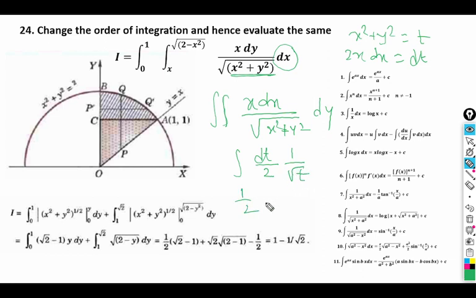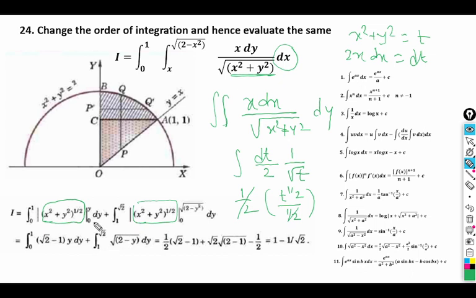So 1 by 2 is a constant as it is. Integral of t raised to minus half is t raised to minus half plus 1 upon minus half plus 1. So t raised to half divided by 1 by 2, because minus half plus 1 is plus half. So this 1 by 2 gets cancelled. Actually our integration comes to t raised to half. What is t? t is x squared plus y squared. So (x squared plus y squared) raised to half. This is the integration written here. So this way the inner integral is done.